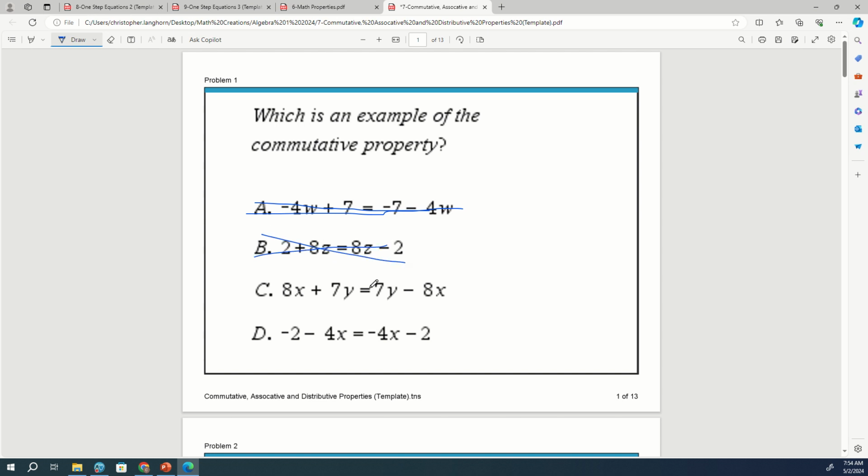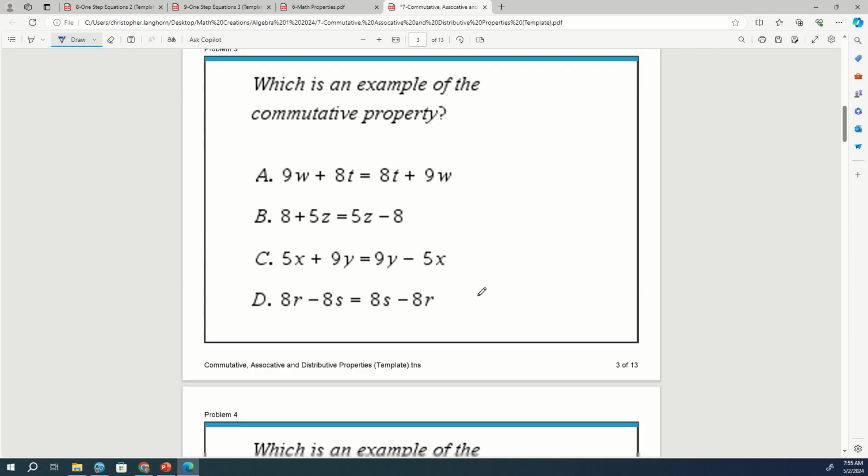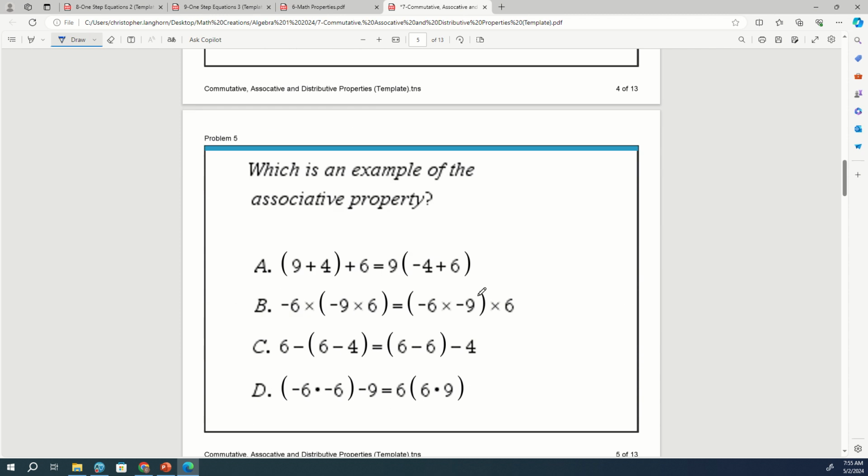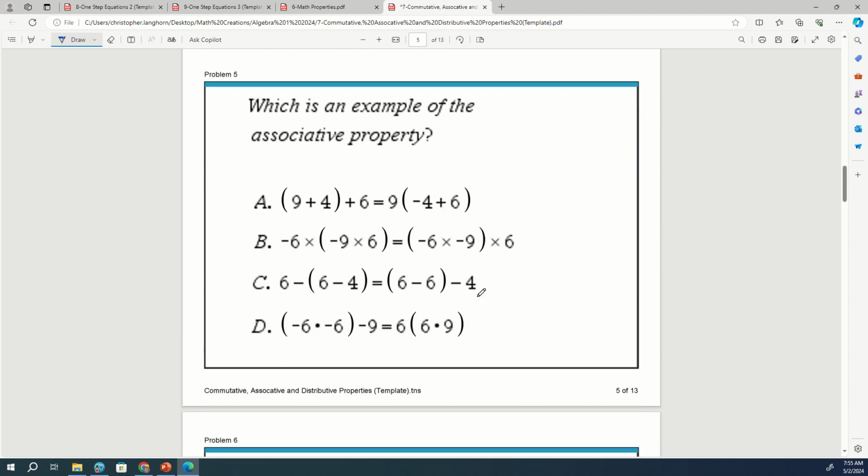I don't see a +2, so no good. This third one, I have an 8x and a 7y. So I should have a 7y and an 8x, which I don't. So that goes away. So it has to be this one by default. I have a -2 and a -4x, so I have a -4x and a -2. That's straightforward. That'd be a commutative property. So with commutative property, things go one way, and then they go the opposite.